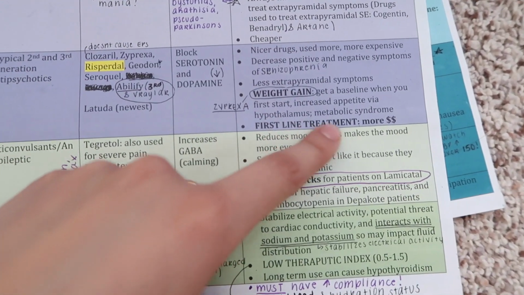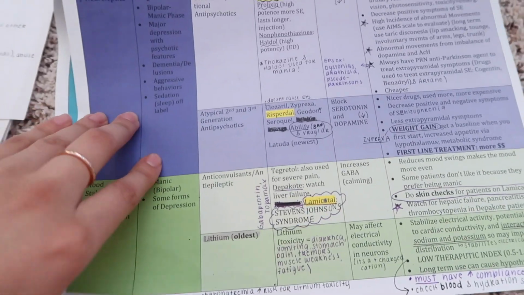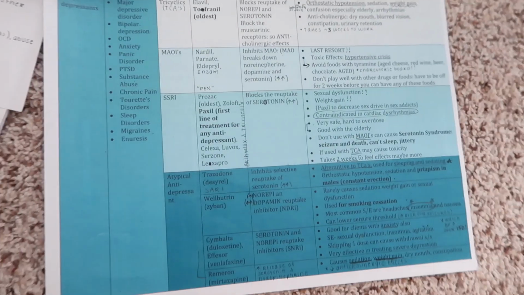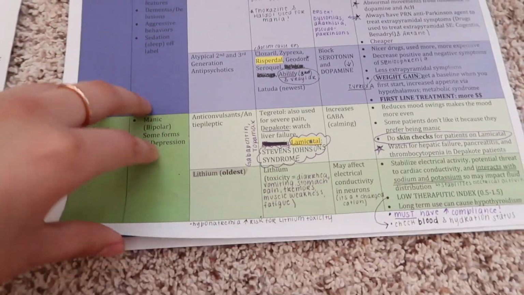Here you can see these are first line treatment. Clozaril is a big one for our second gen antipsychotics, and then I basically go through all the different classes. I have antidepressants on one whole page because there's a ton of them. Sedatives, our benzos, non-benzos. So this was just a really helpful chart to break it up.